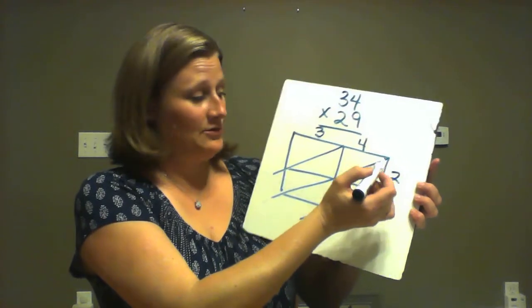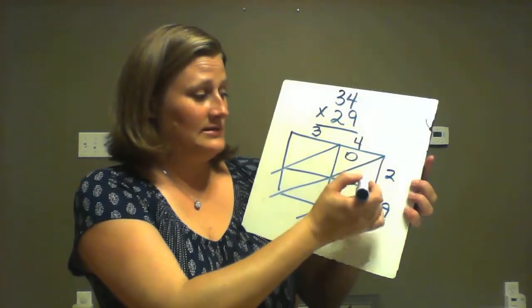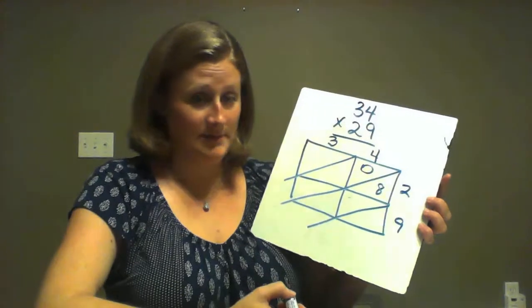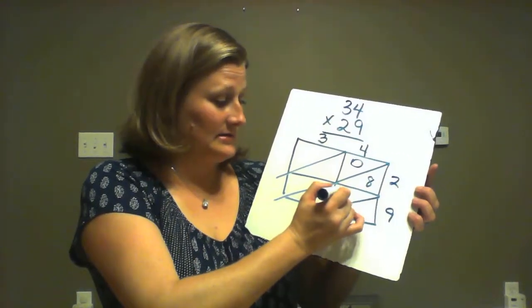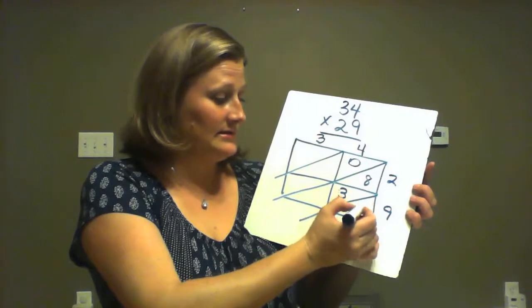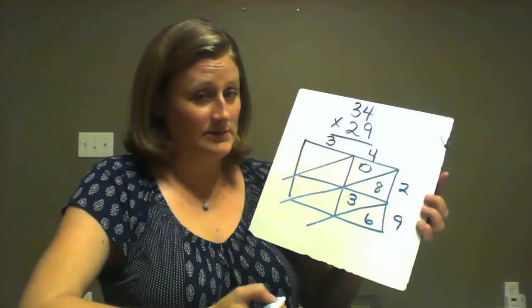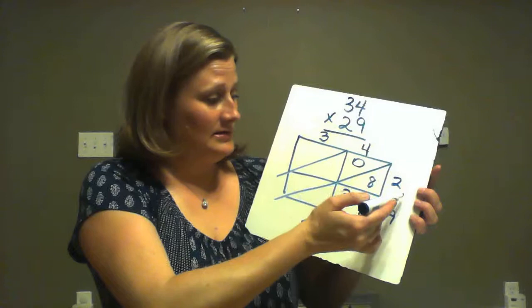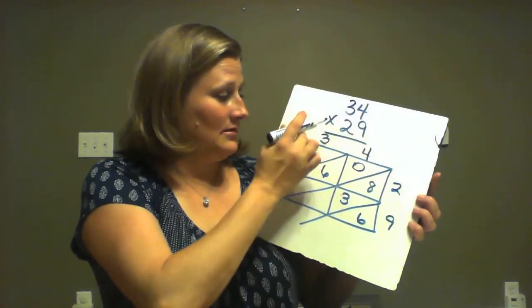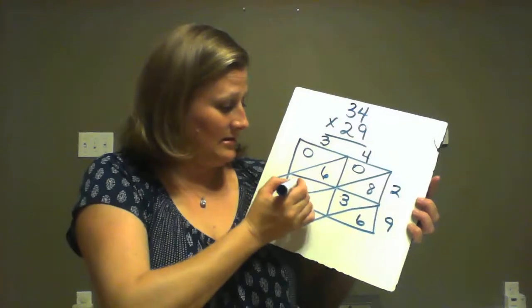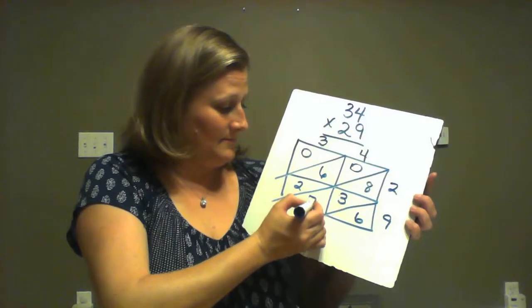4 times 2, I have 0 tens and 8 ones. 4 times 9 is 36. So I have 3 tens, 6 ones. 3 times 2 is 6. 3 times 9 is 27.